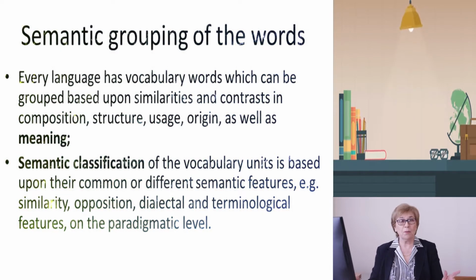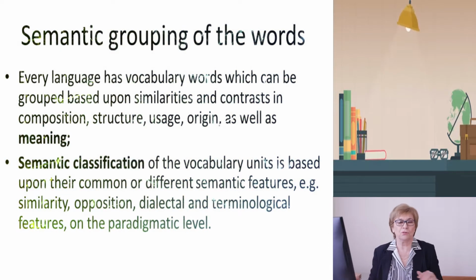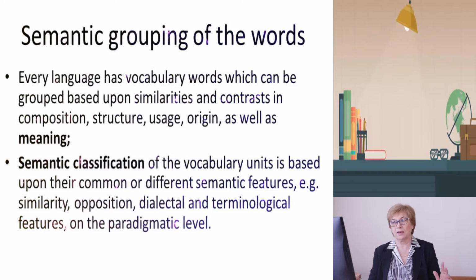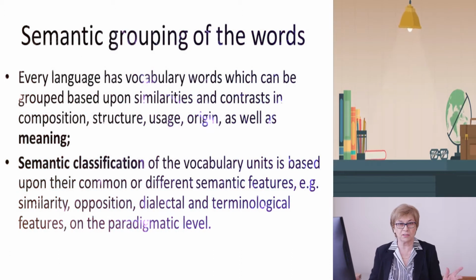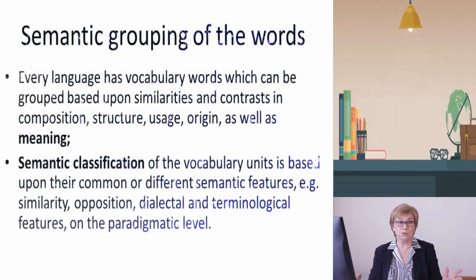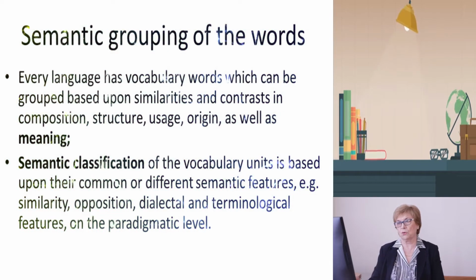So the vocabulary can be classified according to various criteria, of course, depending on the objective of the lexicographer or researcher or a student. So we can base our classification upon such categories as similarities and contrasts, in composition, in structures, in usage, and of course in meaning. This is what semantic classification is all about.